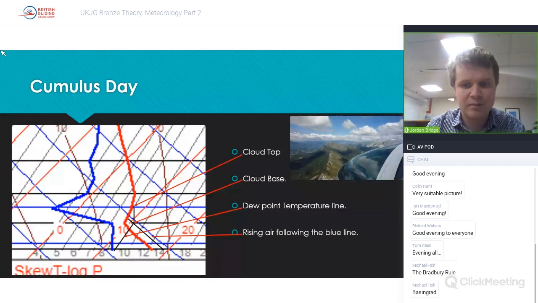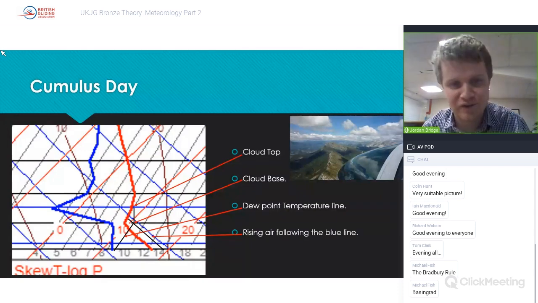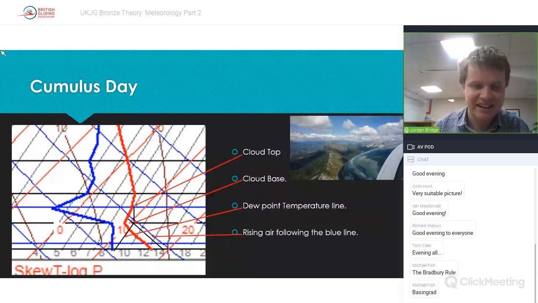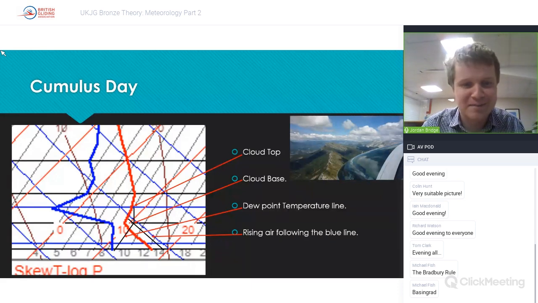Again, spend some time having a look. I could do a whole presentation on this myself, though I'm not the expert on soundings. David Masson and many other very good meteorologists are better than me at this.